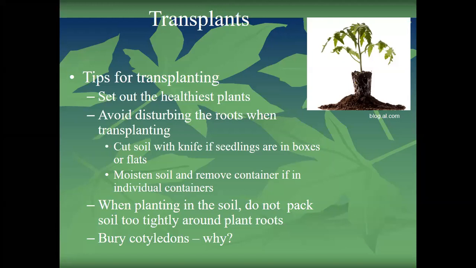Try not to break up the roots, because once you have that disturbance of the roots, the plant is going to be very heavily compromised when it reaches out, and it won't be very competitive. And of course, other things might affect it in the open field. So you moisten the soil and remove it from the container if they are individual plants. And when planting in the soil, do not pack the soil too tightly around it.